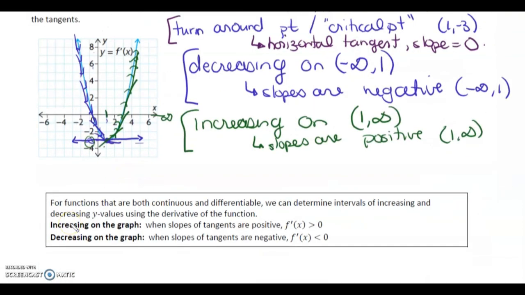So here's our conclusion. For functions that are both continuous and differentiable, we can determine intervals of increasing and decreasing y values using the derivative of a function. So the graph is increasing when the slopes of the tangents are positive. That means this is the derivative f prime at x when it's greater than 0, right? Because remember, f prime at x just means the slope, the instantaneous rate of change, okay? And we're decreasing on the graph when the slopes of the tangents are negative. So f prime at x is less than 0.